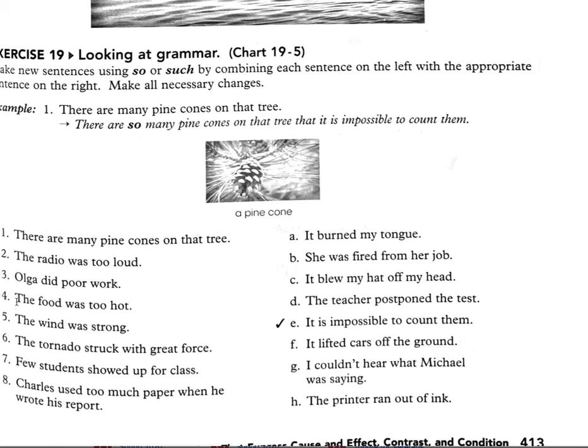Number 4. The food was too hot. So here we say, okay, too again. So we're going to eliminate too, and we're going to use so because this is an adjective. So the food was so hot that, letter A, it burned my tongue. Again, the food was so hot that it burned my tongue, letter A.